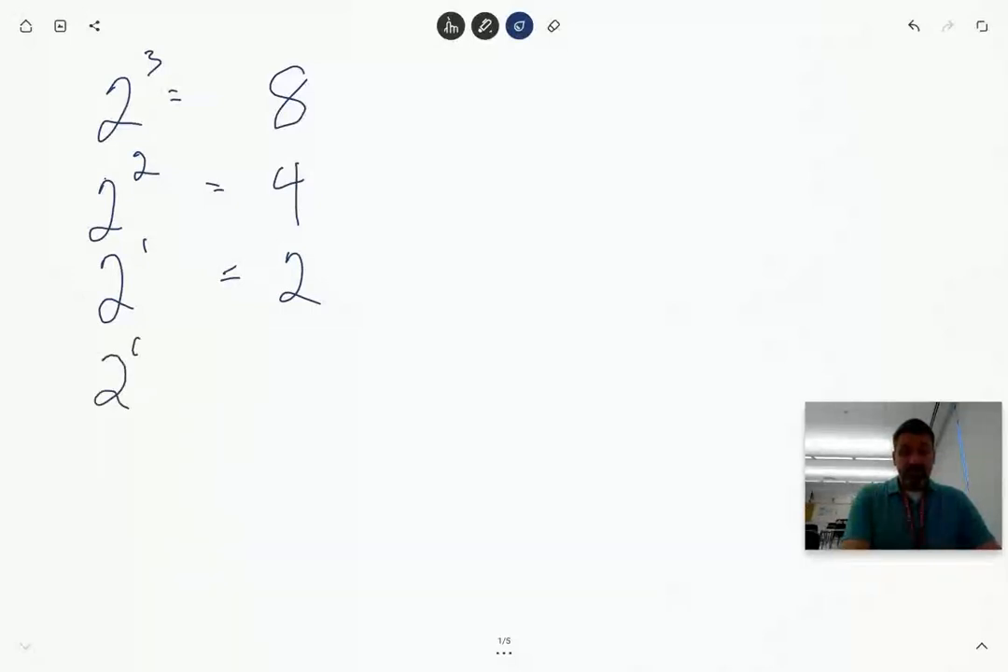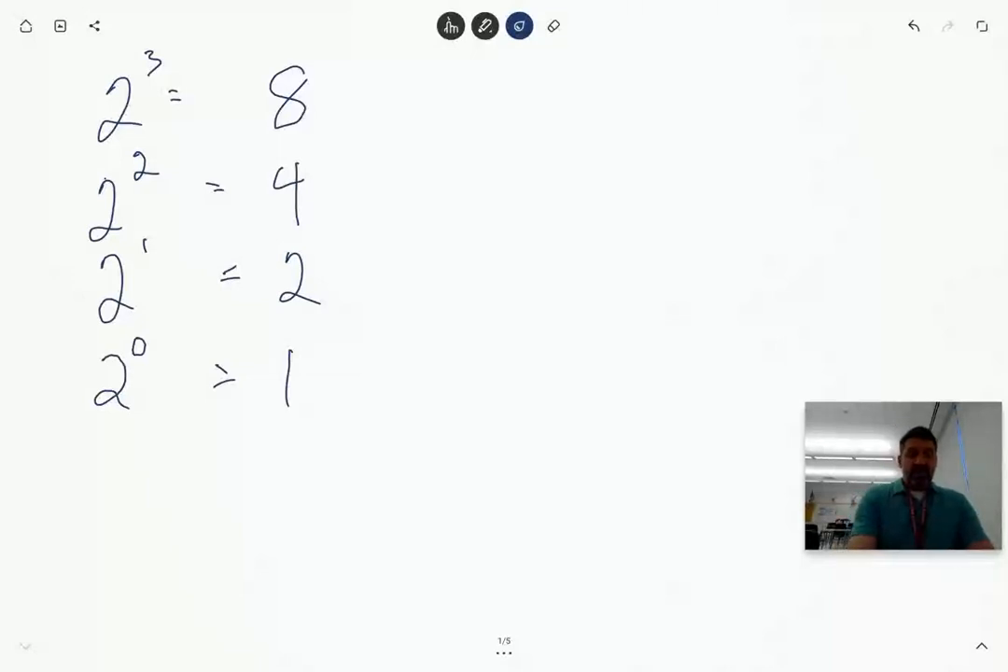And if I go 2 to the 0 power, following that same pattern, most people think 2 to the 0 would be 0, because it would be 0 2's. But following the pattern, we're going 8, 4, 2. We're going in half every time. So 2 to the 0, anything to the 0 is actually 1.